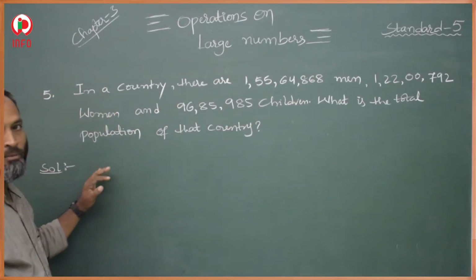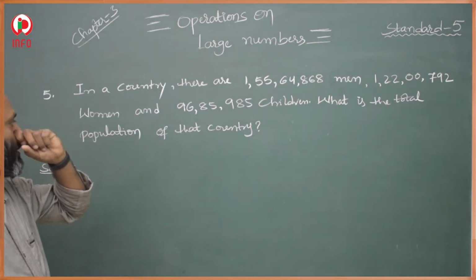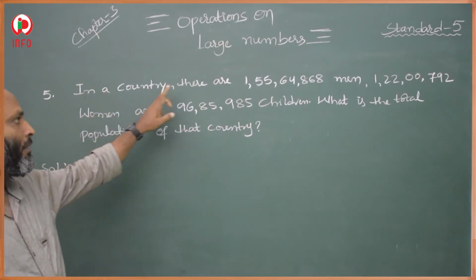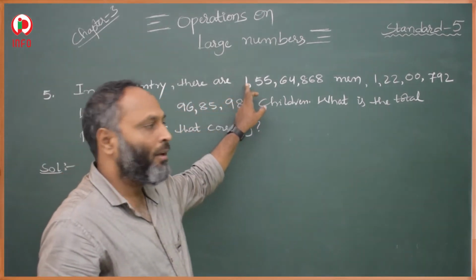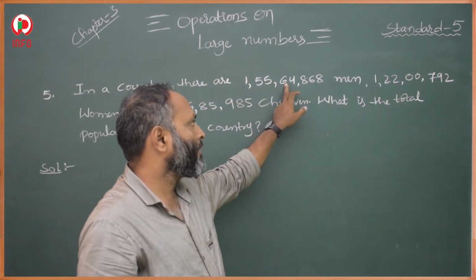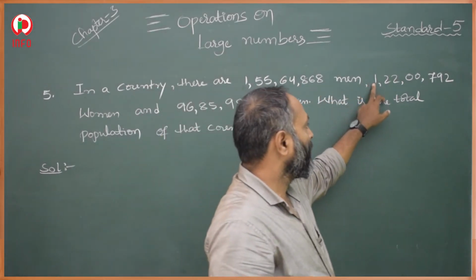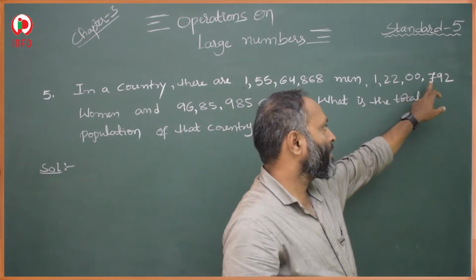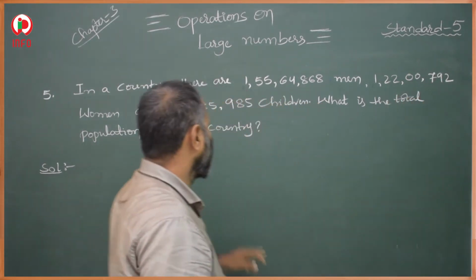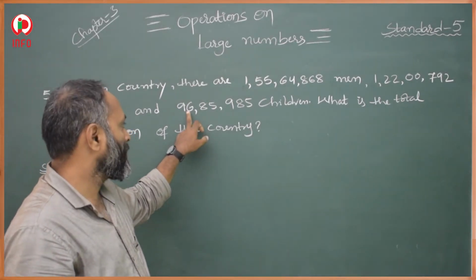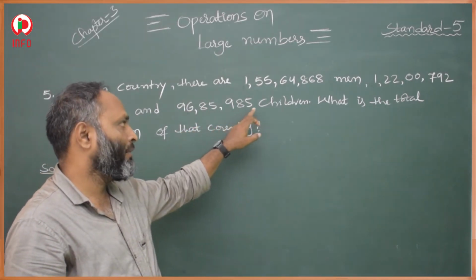This is a word problem in addition. First you have to read the word problem. In a country there are 1 crore 55 lakhs 64,868 men, 1 crore 22 lakhs 792 women, and 96 lakhs 85,985 children.